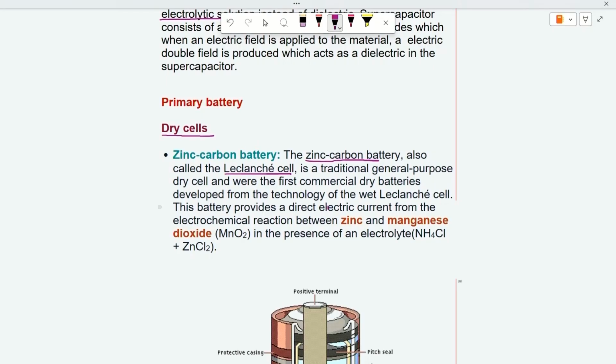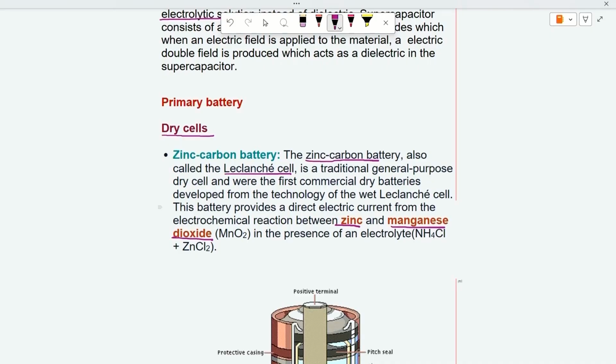Leclanché cell is a wet mode. In this case, we are using a somewhat dry mode of electrolyte. Okay. Now, in this battery, we have zinc as the anode and manganese dioxide as the cathode. Zinc is the anode means that it will be acting as the negative terminal and manganese dioxide will be acting as the positive terminal, and we have an electrolyte which is a mixture of ammonium chloride and zinc chloride.